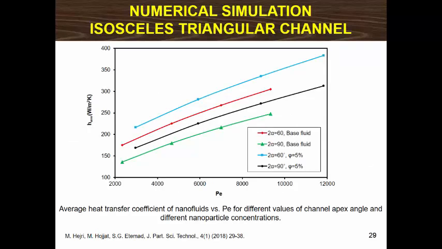Average heat transfer coefficient of nanofluids at different nanoparticle concentrations as a function of Peclet number for 2 apex angles of 60 degrees and 90 degrees is shown in this figure. As expected, heat transfer coefficient of nanofluids increases with an increase in the Peclet number. The effect of Peclet number on the heat transfer coefficient is the same for both base fluid and nanofluids. However, the influence of the Peclet number on the heat transfer coefficient is more pronounced in the channel with higher apex angle.